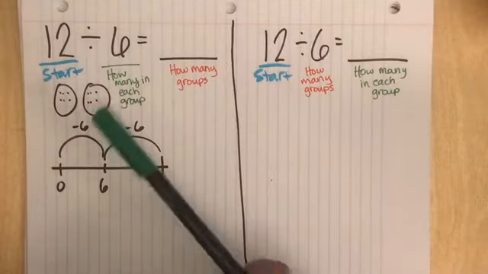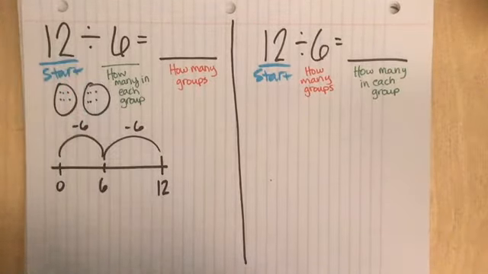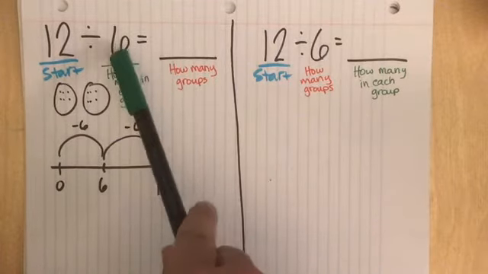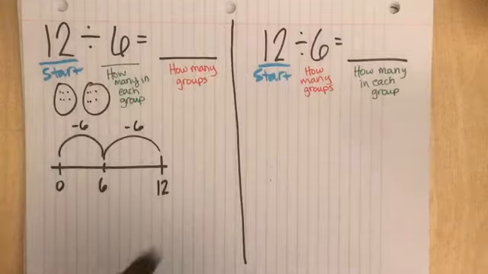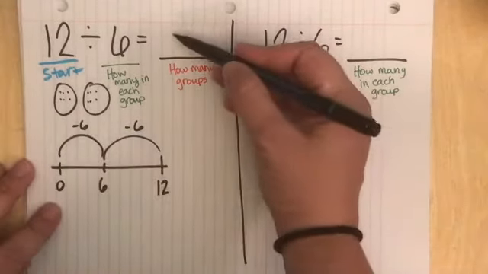So if I had 12 strawberries and I was putting 6 into each lunch bag, how many lunch bags could I put 6 strawberries into? And so this would be my minus 6, and then I would get 2.